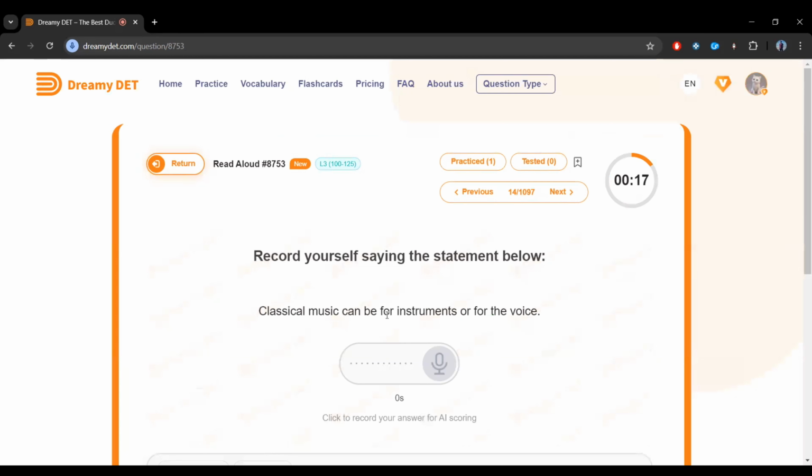Classical music can be for instruments or for the voice.